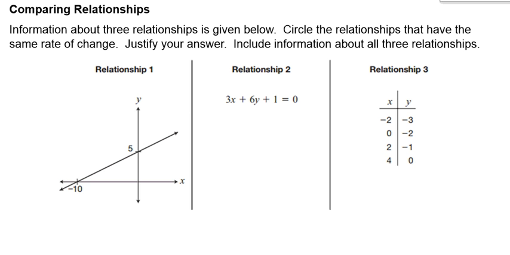And here's the question. It says, information about 3 relationships is given below. Circle the relationships that have the same rate of change. Justify your answer and include information about all 3 relationships. So obviously, if you simply circled a relationship, you're not going to get a lot of marks. You might randomly guess the right one, but we need to justify it by including information about all 3.